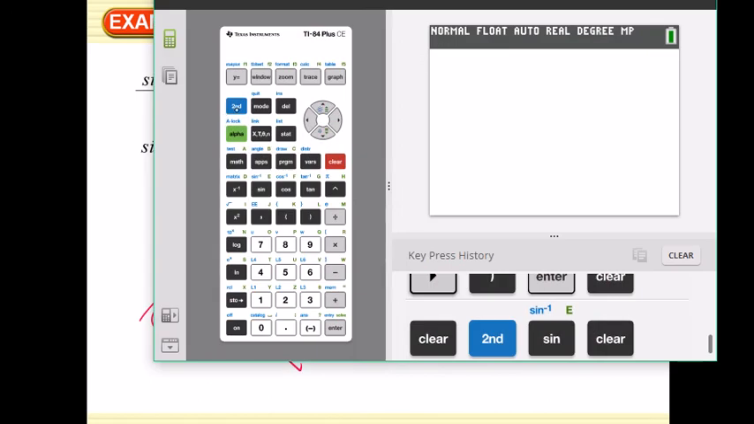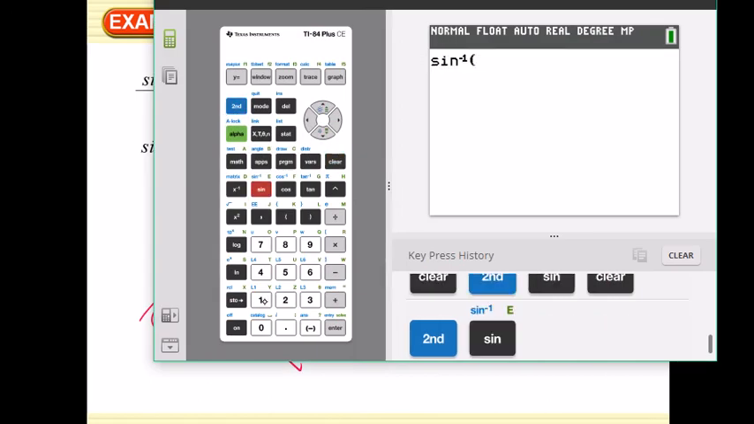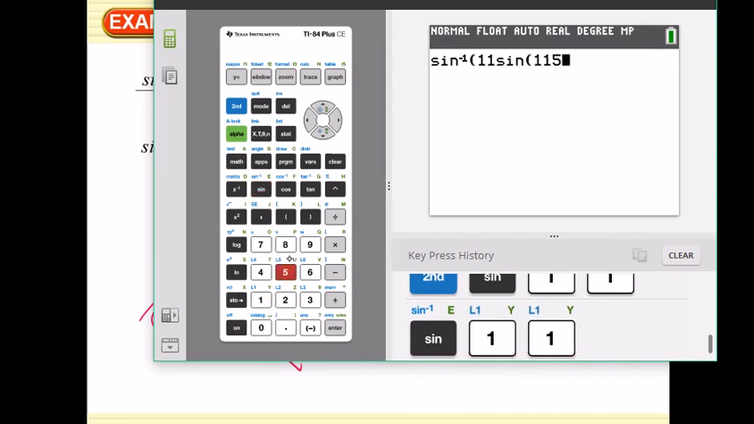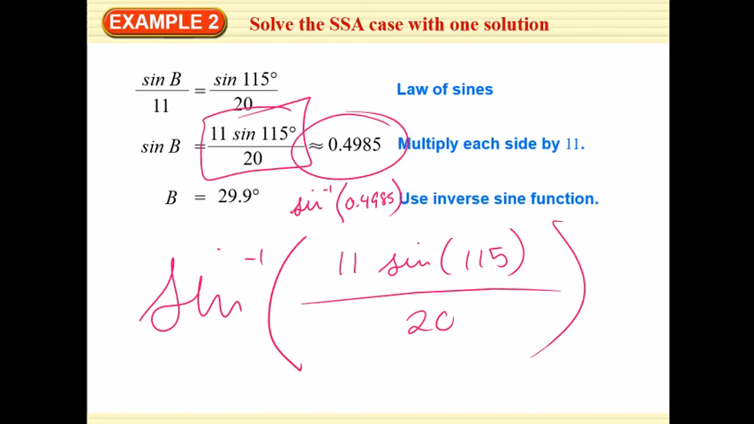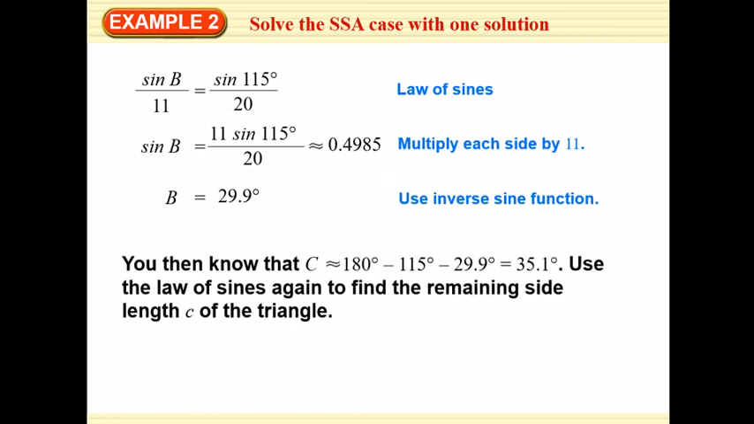So I can go ahead and do that and see if I get the right answer. 11 sine of 115 divided by 20. And I still get 28.8987, which is 29.9 according to them. Alright, so that gives us our missing angle, B.